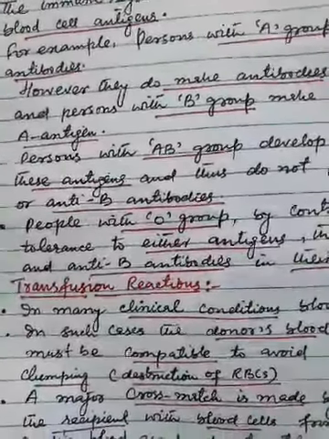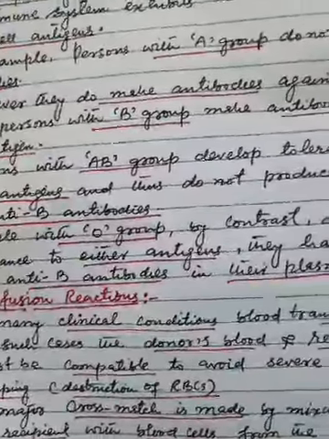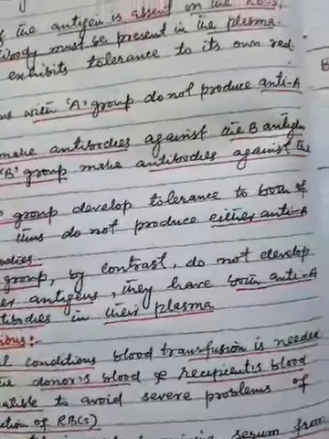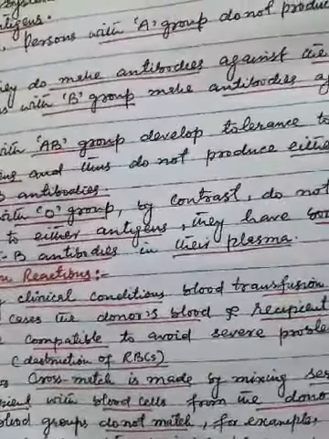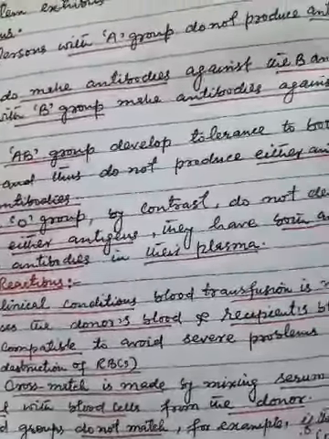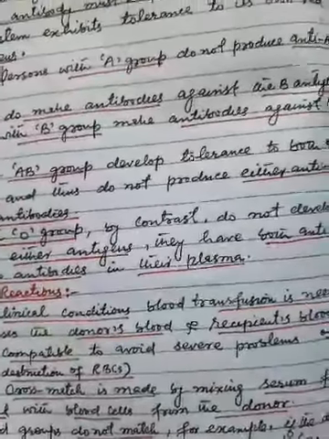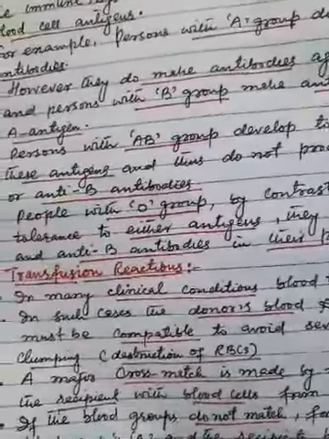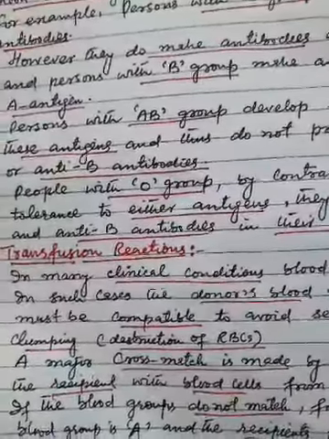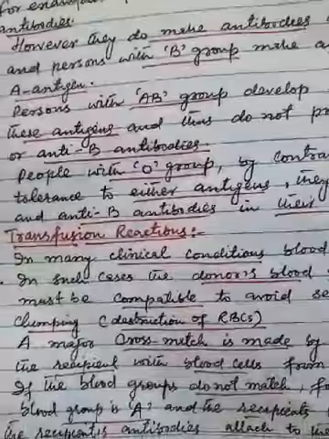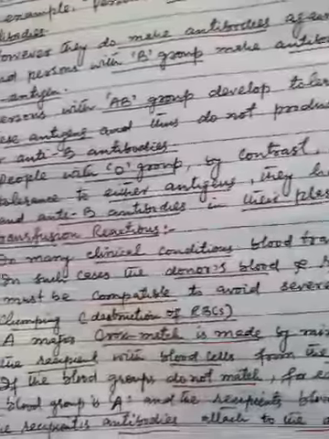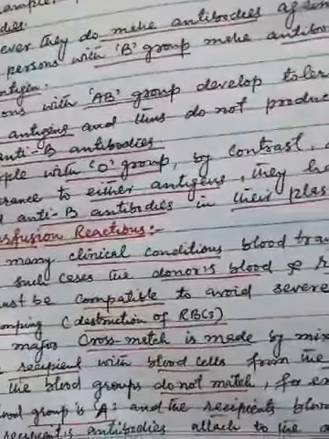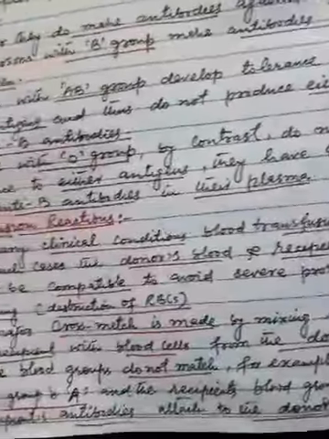Transfusion reactions. In many clinical conditions, blood transfusion is needed. In such cases, the donor's blood and the recipient's blood must be compatible to avoid severe problems of clumping, that is, destruction of RBCs. A major cross match is made by mixing serum from the recipient with blood cells from the donor.